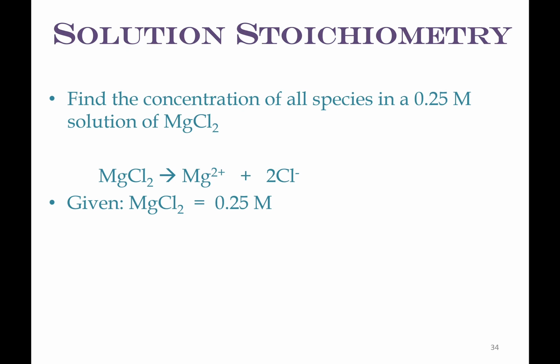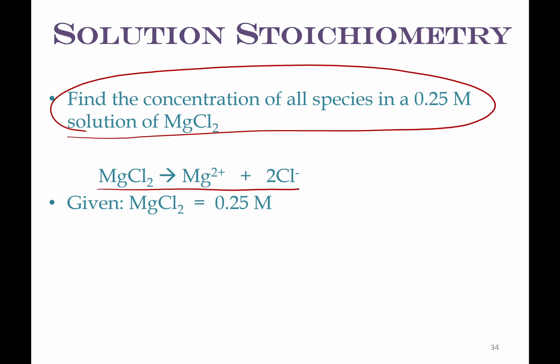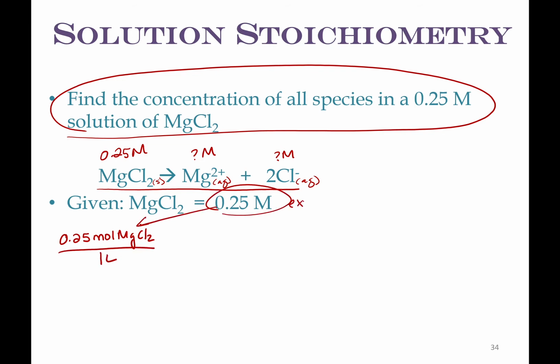So find the concentration of all species in a 0.25 molar solution of magnesium chloride. So if this is all that you were given, you would need to write the dissociation equation. So magnesium chloride solid goes to magnesium ions, 1 of them, and 2 chloride ions. Now we say this is 0.25 molar. Okay, we would like to know what is the molarity of magnesium ions and what is the molarity of chloride. Now if you get it, you can totally just multiply by the mole ratio, but if not, let's set it up. So 0.25 moles of magnesium chloride divided by 1 liter. This is what I just wrote. It's just expanded because molarity equals moles divided by liters.